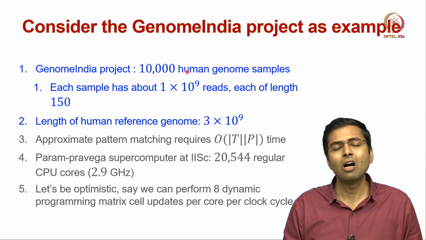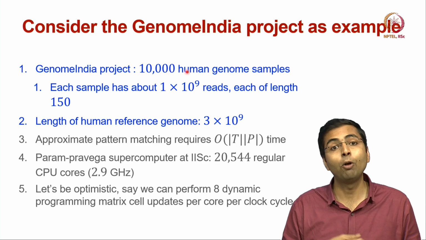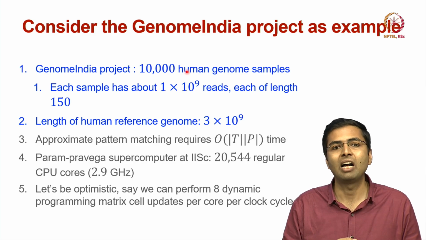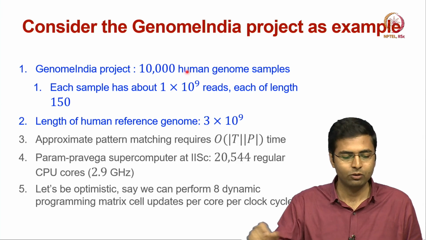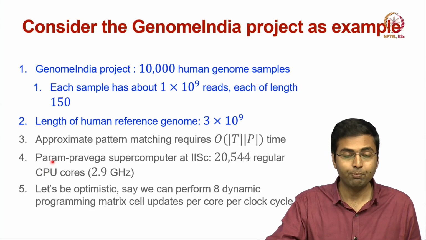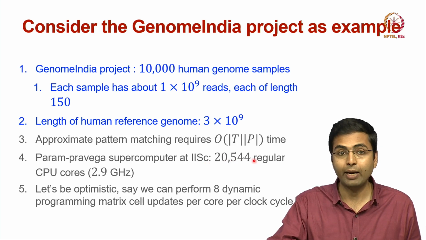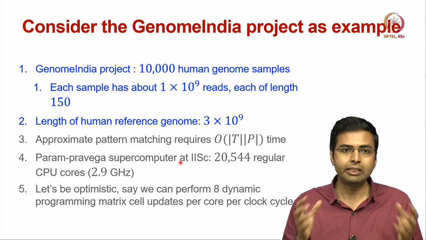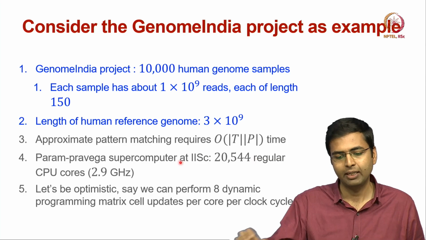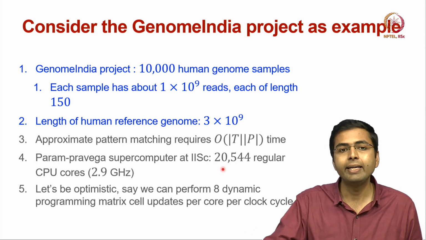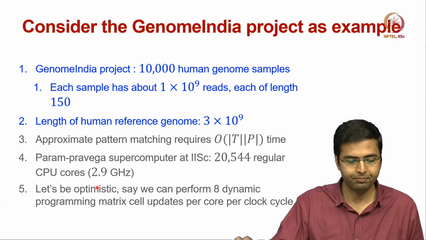Now, let us consider how much time this whole process would take even if I use the entire supercomputer available at IISc. In IISc we have the Param Pravega supercomputer, which has 20,544 regular CPU cores. If I add up the CPU cores of all the compute nodes, we have about 20,000 CPU cores running at frequency 2.9 gigahertz.